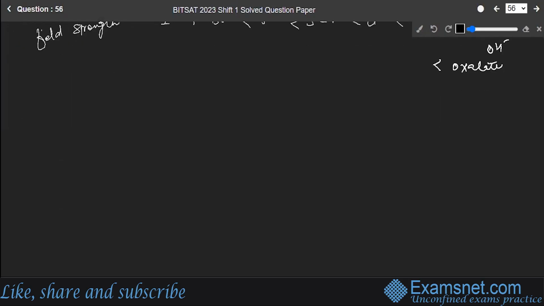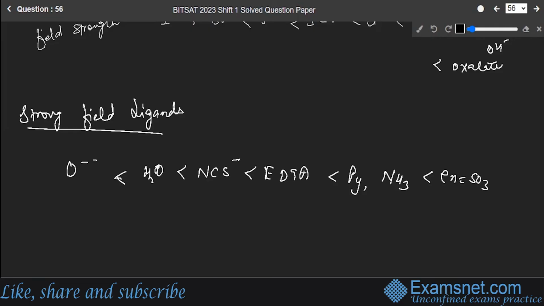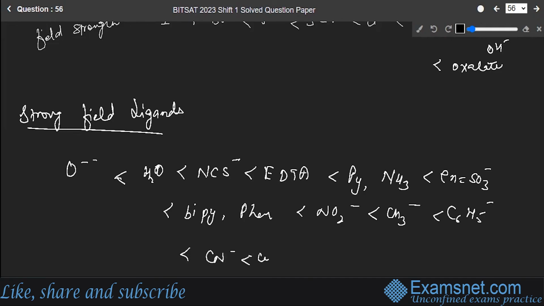And the strong field ligands are given by oxide, water, NCS, EDTA, PY, NH3, EN, SO3 2 negative, then bipyridine, phenanthroline, NO2 negative, CH3 negative, C6H5 negative, CN and CO. Such a series is termed as spectrochemical series.